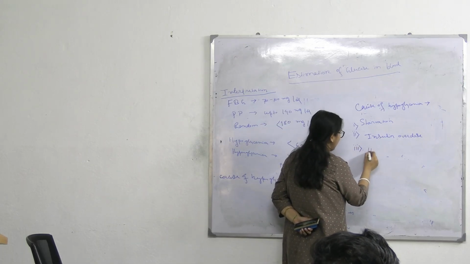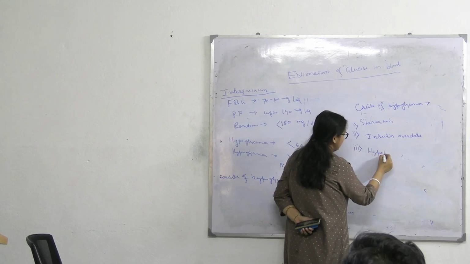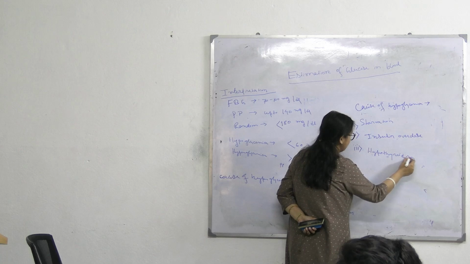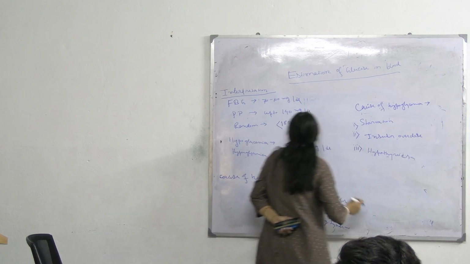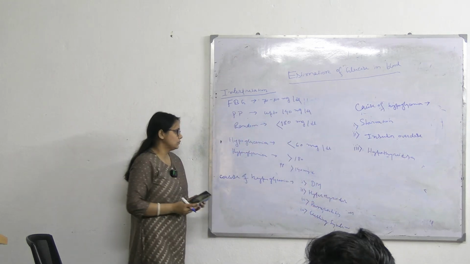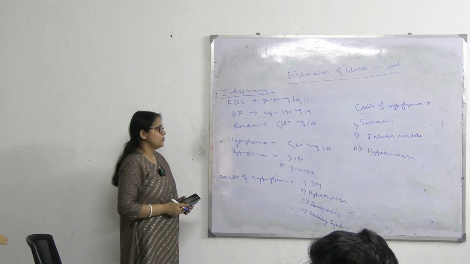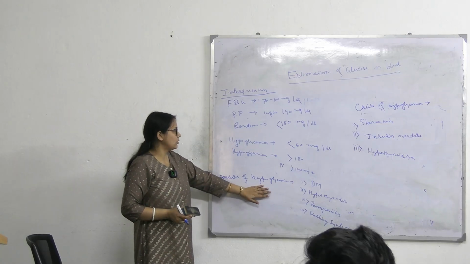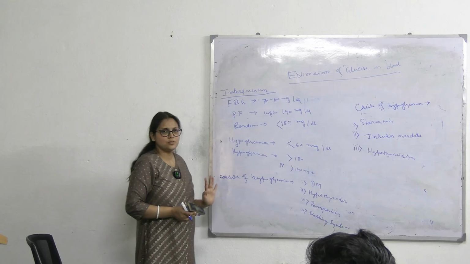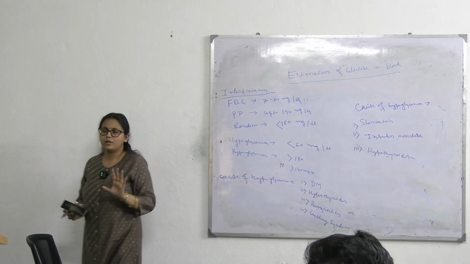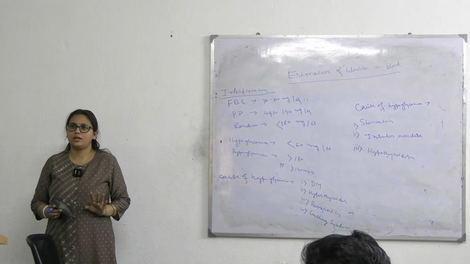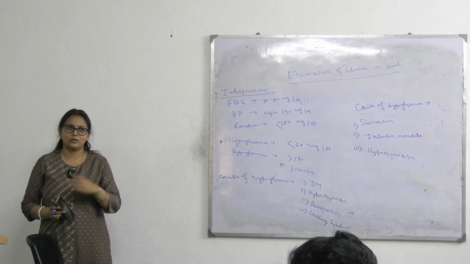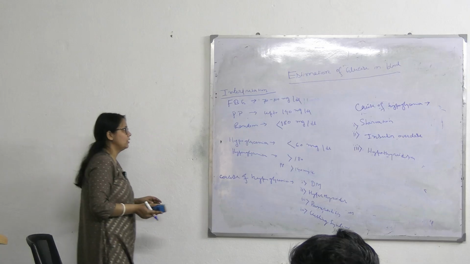Number 3 is hypothyroidism. So these are the causes of hyperglycemia and hypoglycemia. In practical copy you have to write all the causes of hypoglycemia and hyperglycemia, but in case of exam, যেটা পাবি only you have to write, hypo to hypo, hyper to hyper. Don't write all the causes of hypo and causes of hyper, okay?